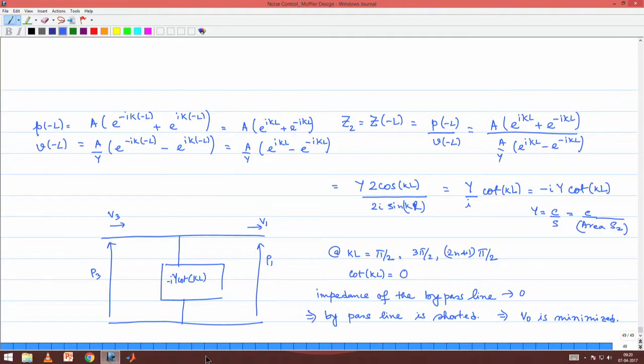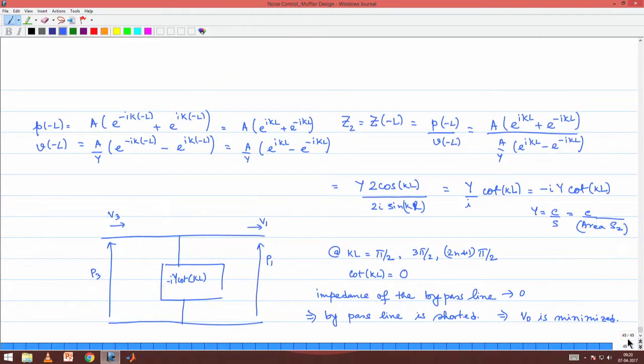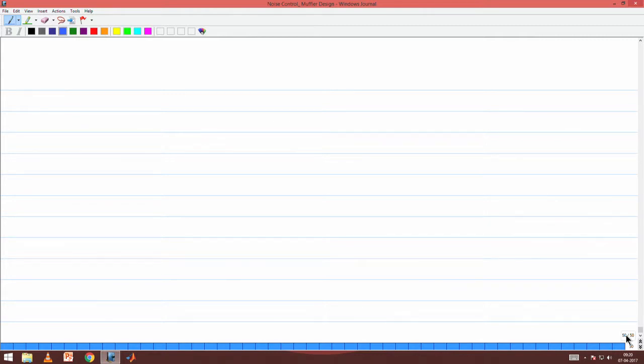So, this is called extended inlet outlet resonators, and these are resonators because within this green cavity you have a resonance situation being created. Actually, the cavity is not just this part, it is also this part. I should mark this as the cavity, because the area associated is this concentric region. Okay. So, with that let us study one more muffler configuration to close this topic.